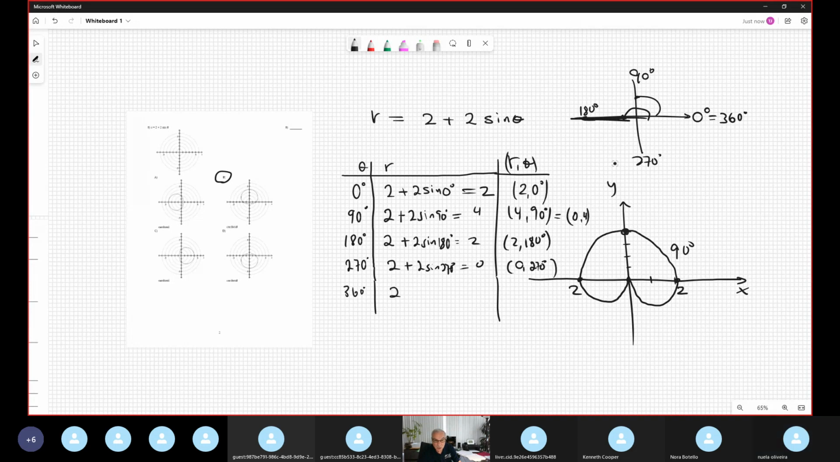Okay. 2 plus 2 sine 360, sorry. Of course the answer is exactly the same as this, no? 2. And it's 2, 360 degree. And we come back to the famous point origin. So the trajectory looks like that. This, and that one. The trajectory. Take a picture now. Okay, I took it. Thank you, Professor.